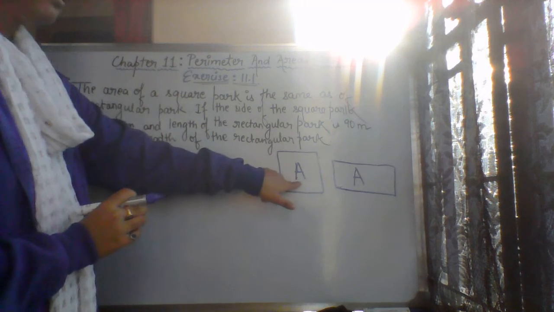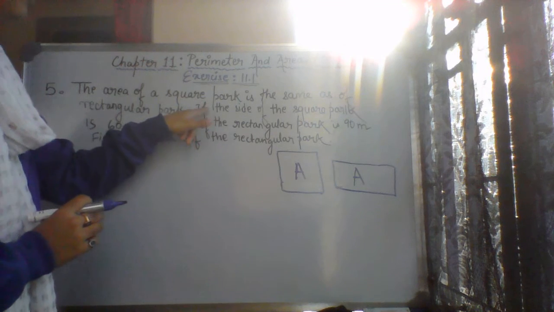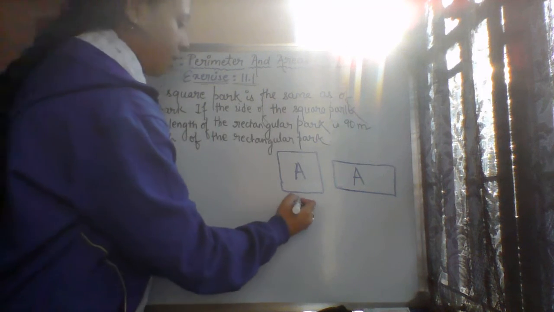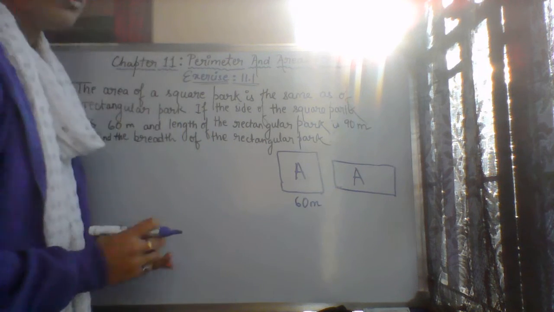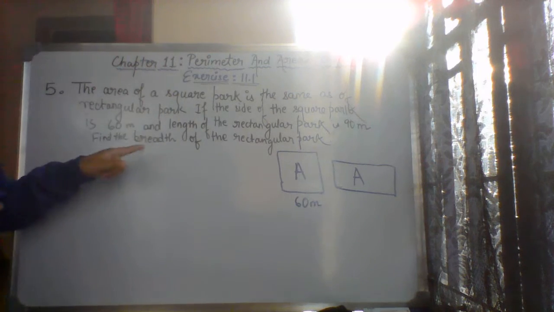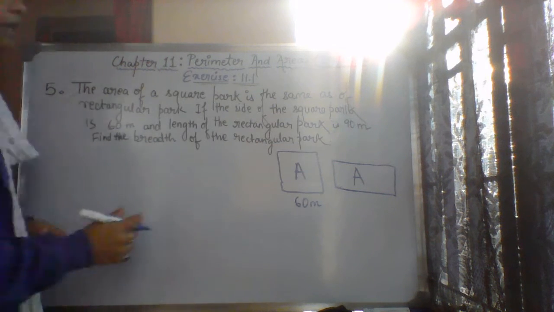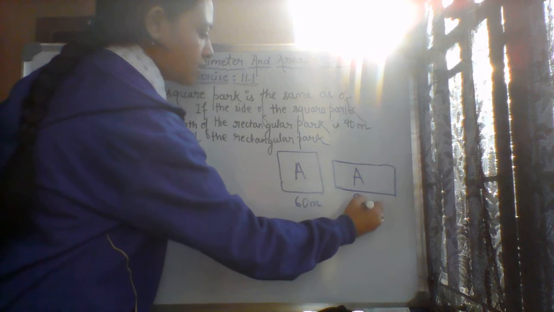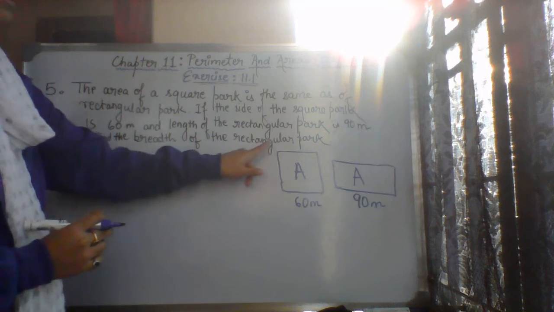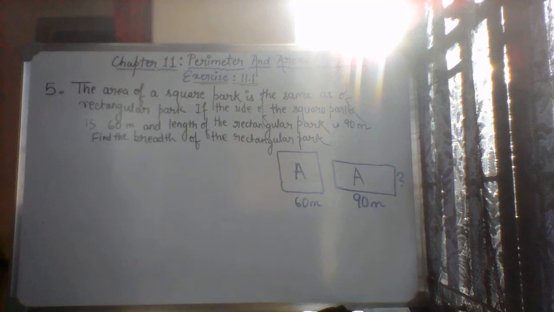Okay, if it is A, then the area of that rectangular field is also A. Next, what is given? The side of the square park is 60 meter, and you know square means all sides are equal, so all sides are 60 meter. Next, the length of the rectangular park is given as 90 meter. Find the breadth of the rectangular park. We don't know what the breadth will be.